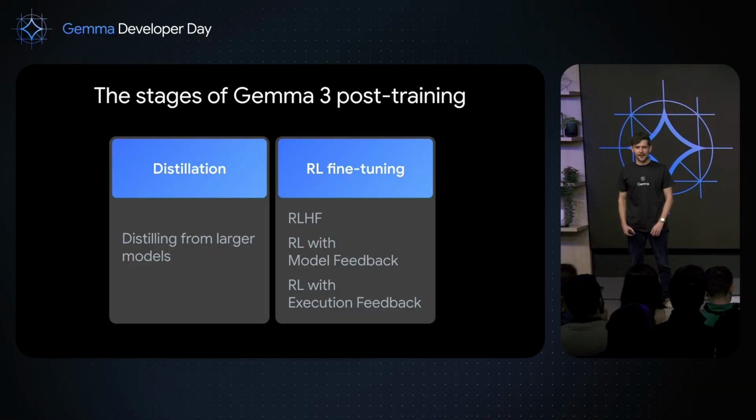Okay, I know a lot of presentations were covered already, so you've seen these details, but just to recap, here are the stages of Gemma 3 post-training. We start with distillation, and then we go into RL fine-tuning. Louis did an amazing job covering RLHF before, so I'll just talk about the two other flavors of reinforcement learning objectives we optimize in order to get the boost I mentioned.